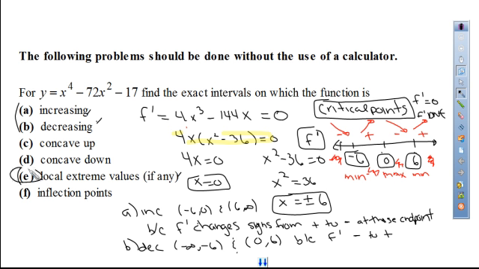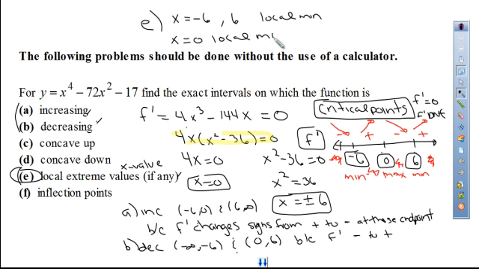And I'm going to go ahead and do E as well. So E says, find my local extreme value, if any. So I'm going to just do the x values of my local extreme values. Since I don't have a calculator, it's going to be really hard to calculate them. So the x value is going to occur when x equals negative 6 and x equals 6. Those are local min. And when x equals 0 is the local max.